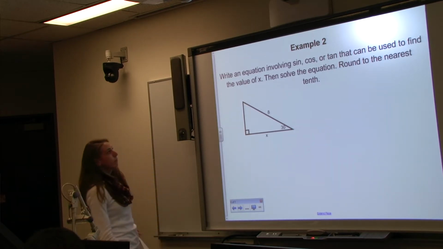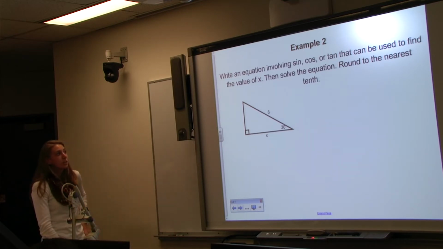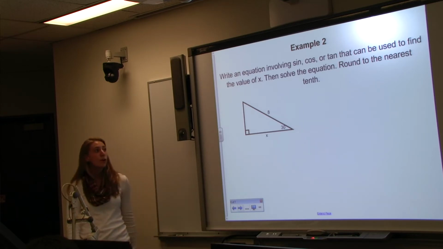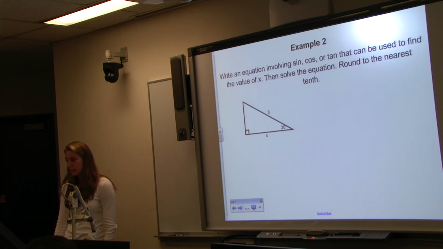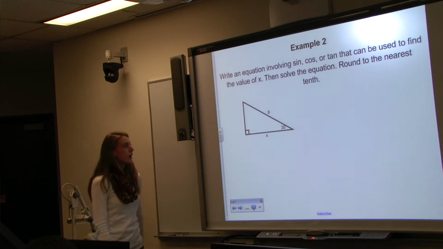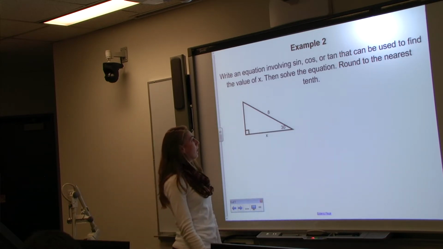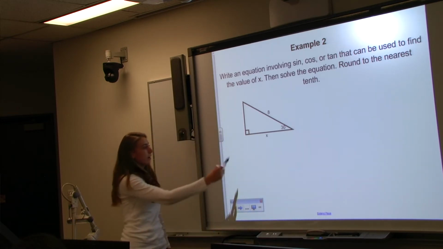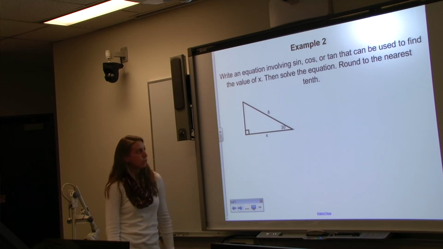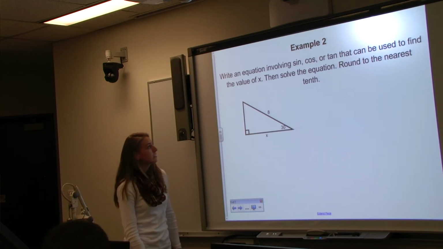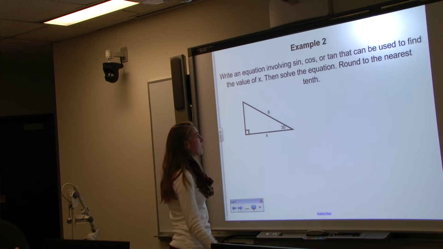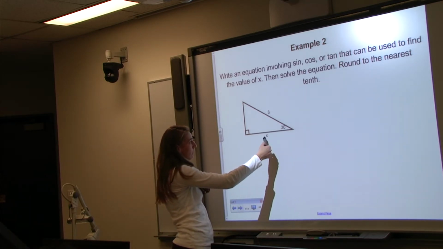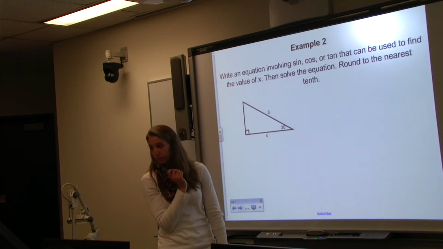Write an equation involving sine, cosine, tangent that can be used to find the value of x. Then solve the equation and round to the nearest 10. Okay. Well, I don't know what this value is. We have an x, we don't know what its value is though. So that's not going to help me too much. But I do know that in order to find the value of x, we can use our trig functions.